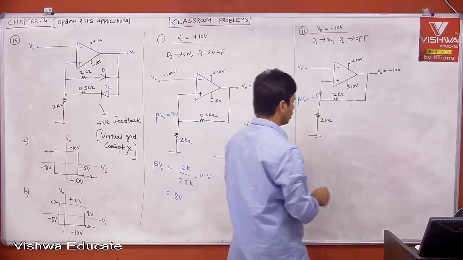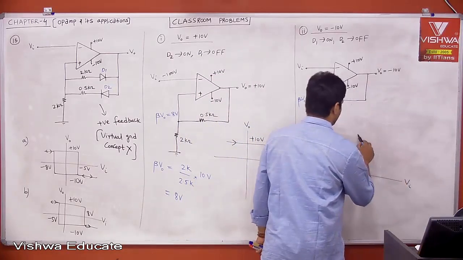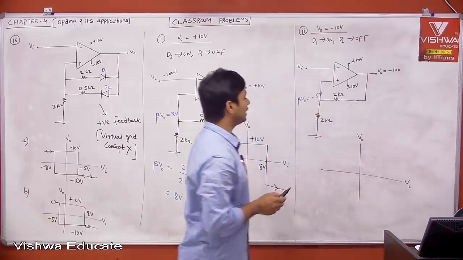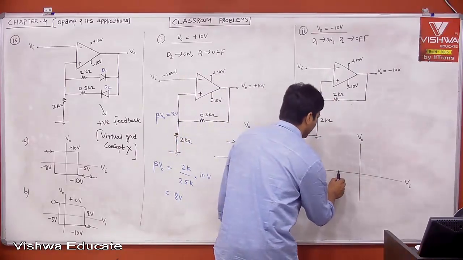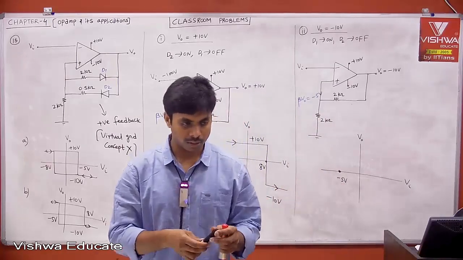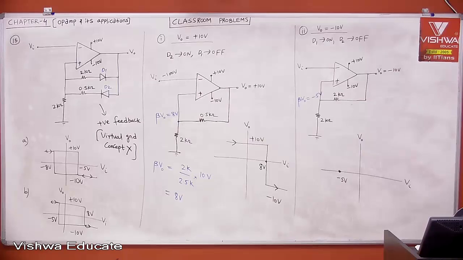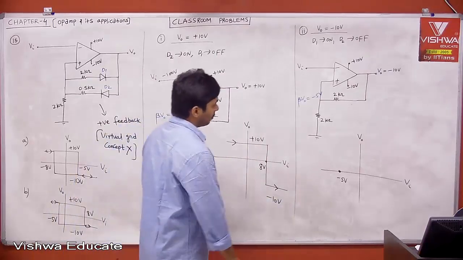Now, if I plot the curve, this is your Vi and this is your V0. Therefore, tell me, what is the switching point here? The switching point is nothing but minus 5. Just a minute. Now the switching point is minus 5.